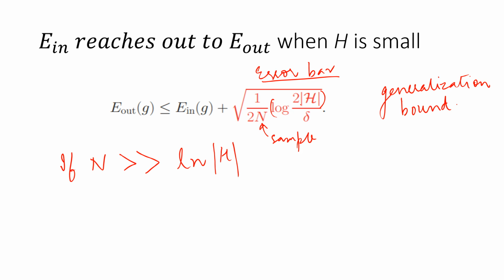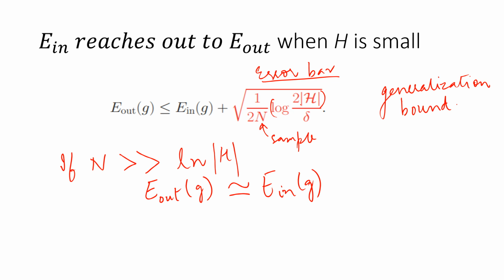So if n is really big and way, way bigger than this, then this will diminish this term, right? This will become really small. The error bar will become really small. And so we can say that E out of G comes really, really close to E in of G. So somewhat we are answering that first question of the feasibility of learning, right? And yes, we can definitely do that.